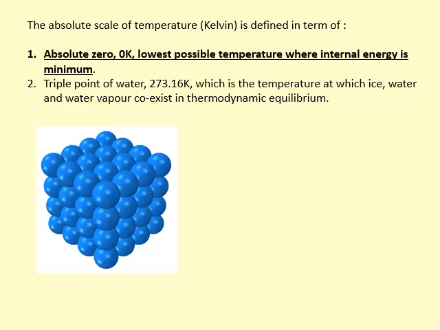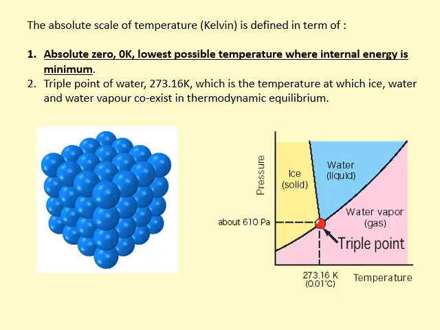The second point that we need to define it is called the triple point of water, which is 273.16 Kelvin. And this is a temperature, and there's a certain pressure as well, at which you can find solid, liquid and gas, ice, water and water vapor, coexisting at the same temperature. You don't need to know too much about that one, but the main thing you should know is that at absolute 0, the internal energy is minimum.